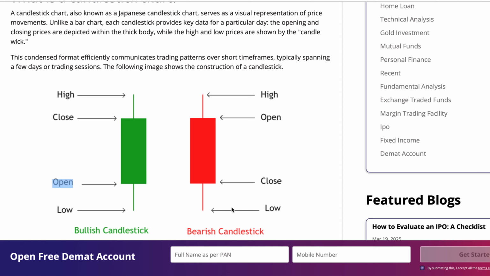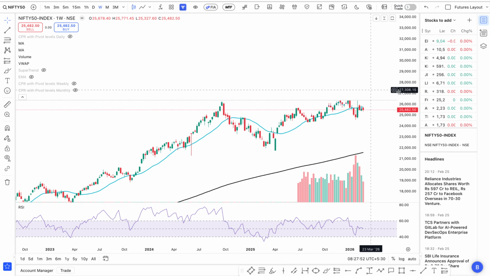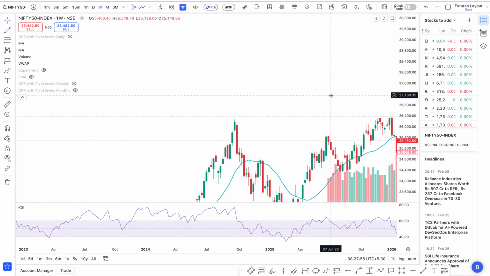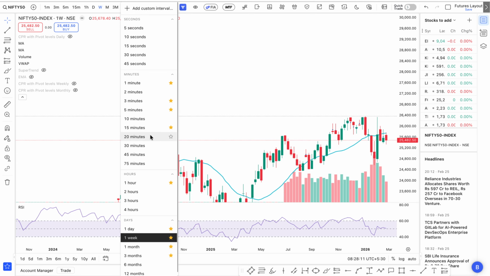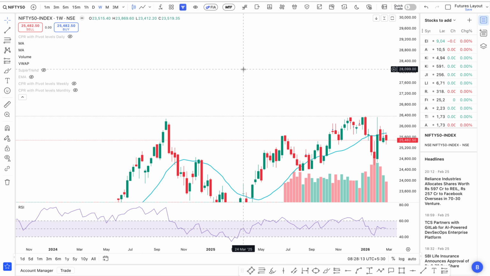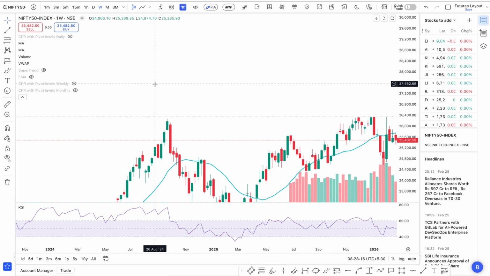Now I hope you got a fair idea about what a candlestick is. Right, now let's try to understand this candlestick on the chart so that you'll get more comfort. Before that, I'll just let you know about the time frames. As and when you open any broker or trading platform, you can see this time frame. I have added all of these. You might have the daily time frame, but as and when you click down, you could see so many time frames. So what exactly are these time frames?